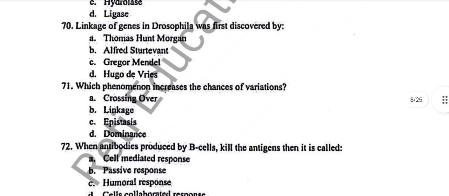Question number 71. Which phenomena increases the chances of variations? A. Crossing over. B. Linkage. C. Epistasis. D. Dominance. And the correct option is A. Crossing over. Crossing over exchanges DNA between homologous chromosomes.